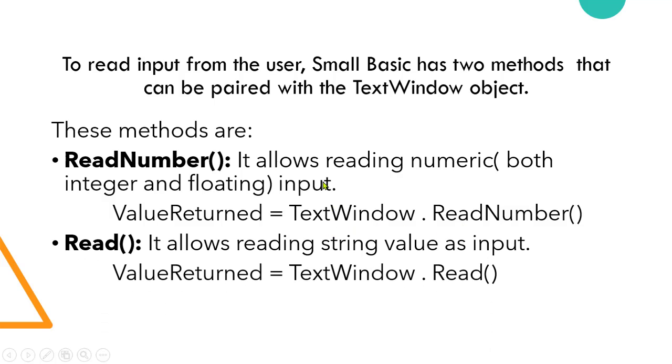The other method is Read. It allows reading a string value as input. It means it will read the string value, and it can be written as value returned is equal to TextWindow.Read. So students, that's all about today's lesson.